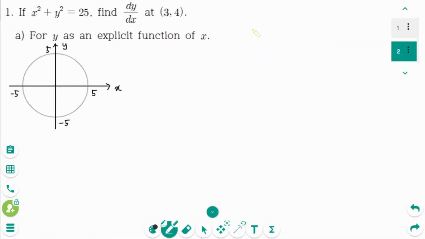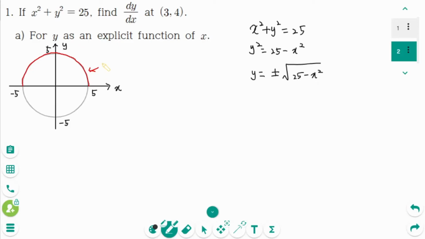Number 1, x squared plus y squared equals 25 is the equation of the circle with a radius of 5 and the center at the origin. Then y squared equals 25 minus x squared. Then y equals plus or minus the square root of 25 minus x squared. Above is the semicircle y equals the square root of 25 minus x squared. Below is y equals minus the square root of 25 minus x squared.